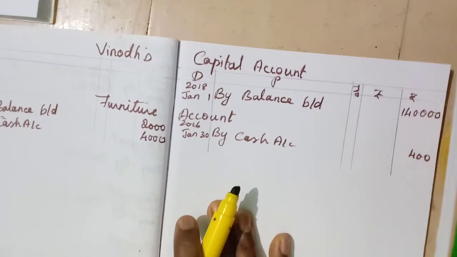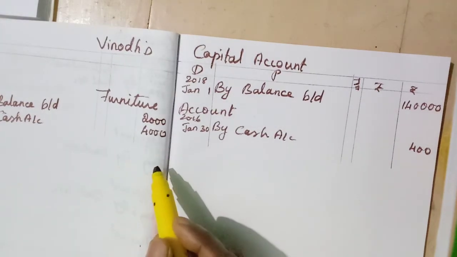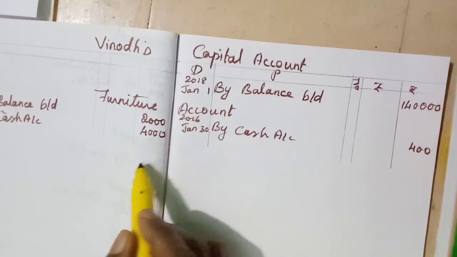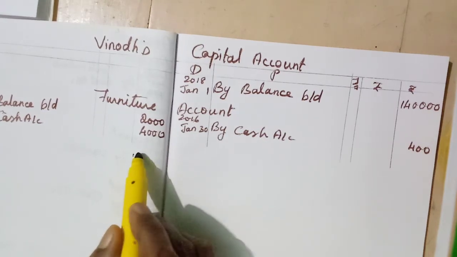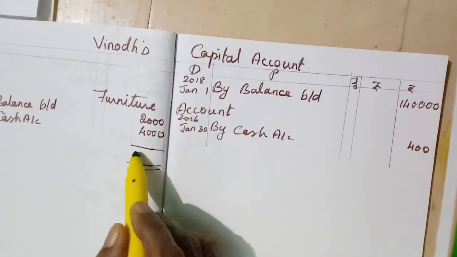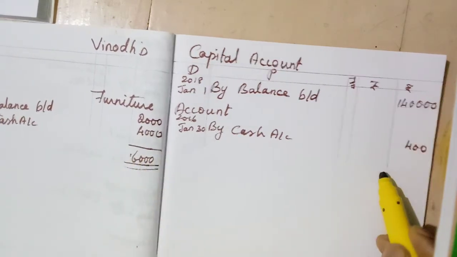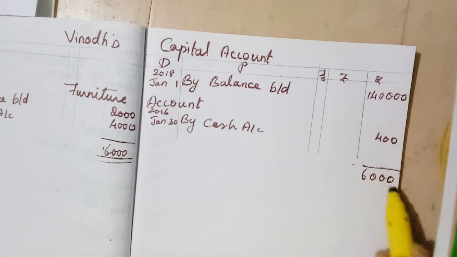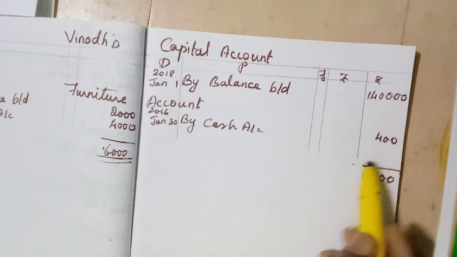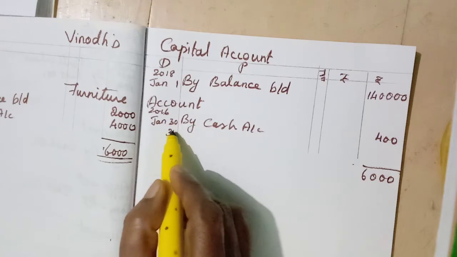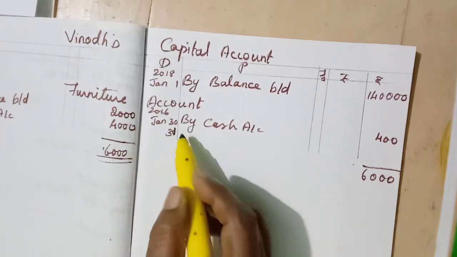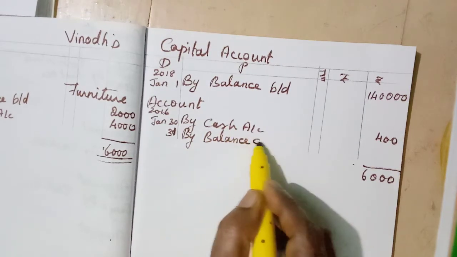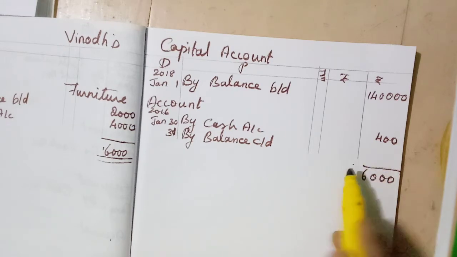Now we need to balance it. Since only one account they have asked, we will total. Okay, balancing how we need to do? The larger total we have to write. Larger total is 6,000. Both the sides we have to write. Okay, 6,000. Now lesser side we have to write the last date of that month, January 31. Now by balance carry down. The balance amount we have to write.